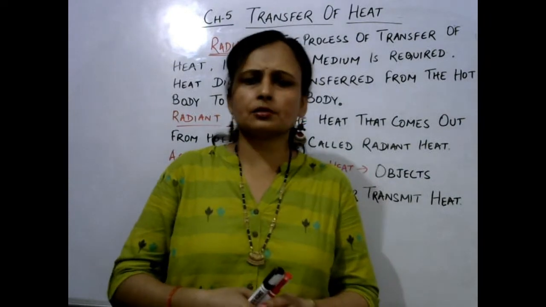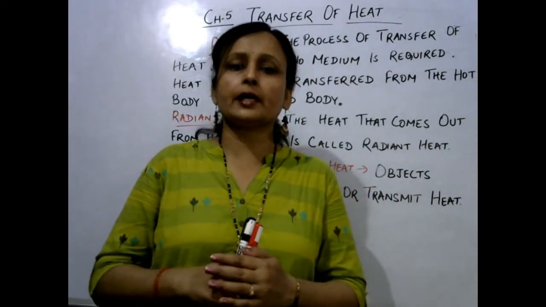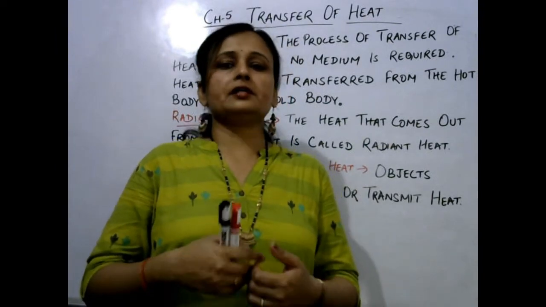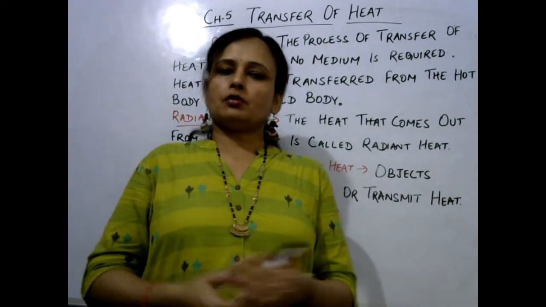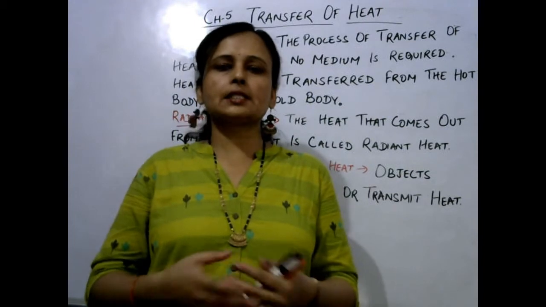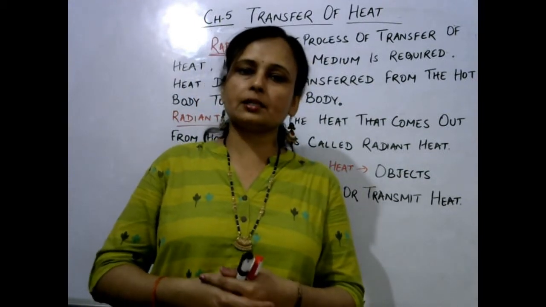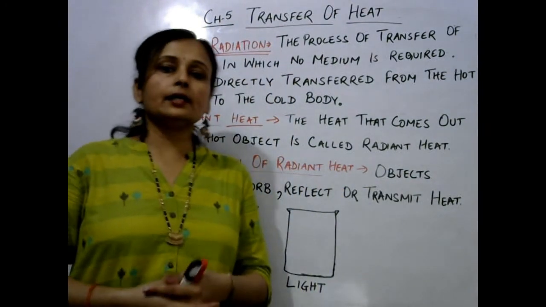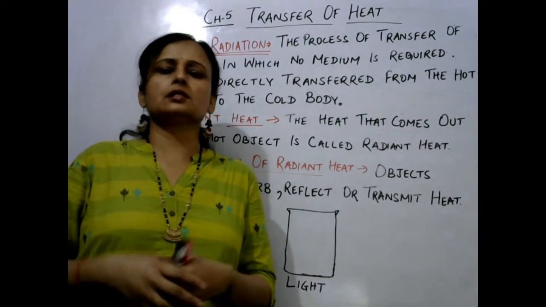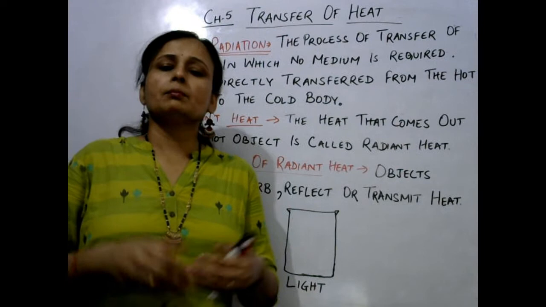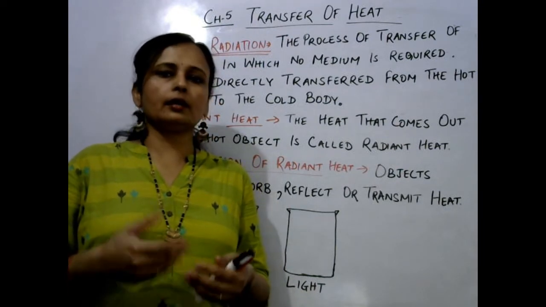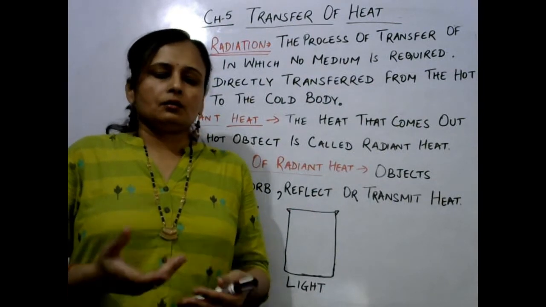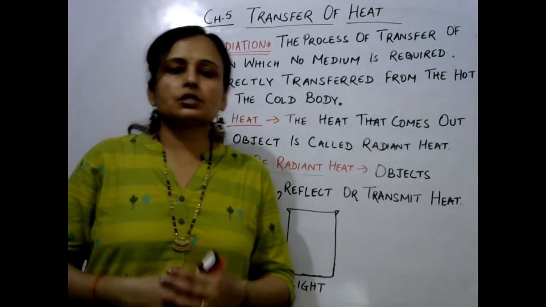Radiation is a mode of transfer of heat in which no medium is required, and without any medium radiation can pass, transferring from a hot object to a cold object. For example, solar radiation. Solar radiation is the best example of this mode of transfer of heat. We all know that the sun is far, far away from us. It may be thousands of kilometers, but still solar radiation comes to us and it doesn't take much time. Within 7 or 8 minutes solar radiation comes to us.